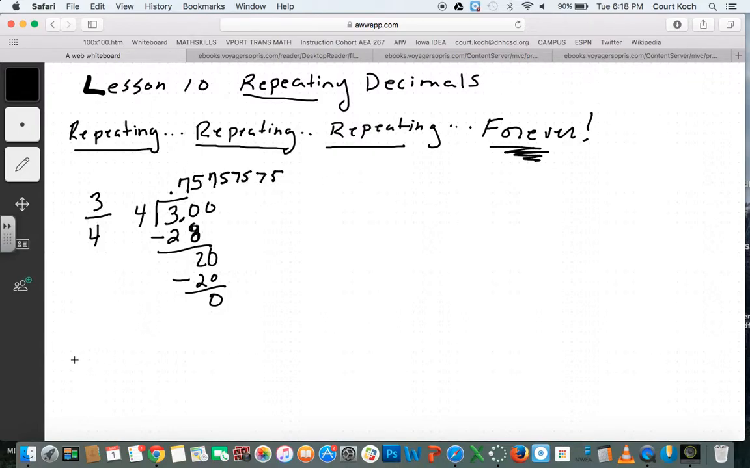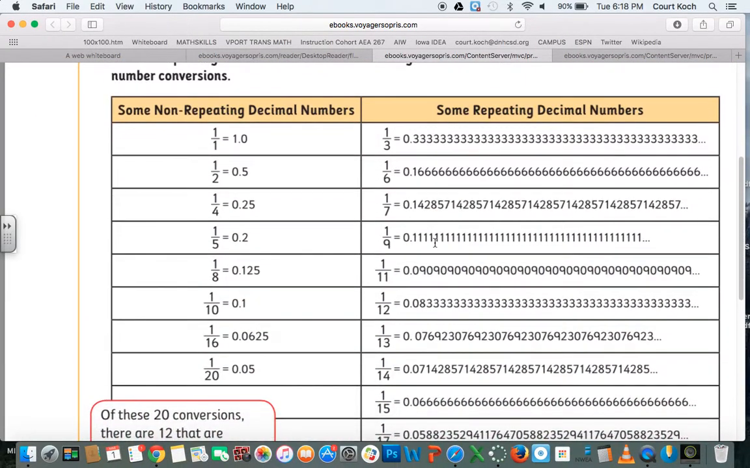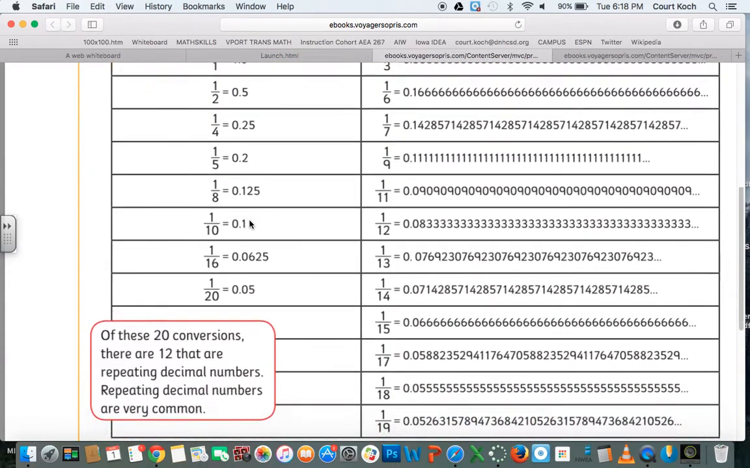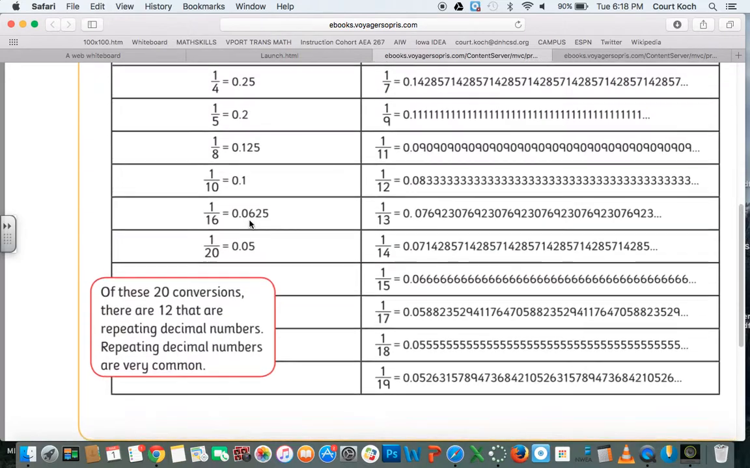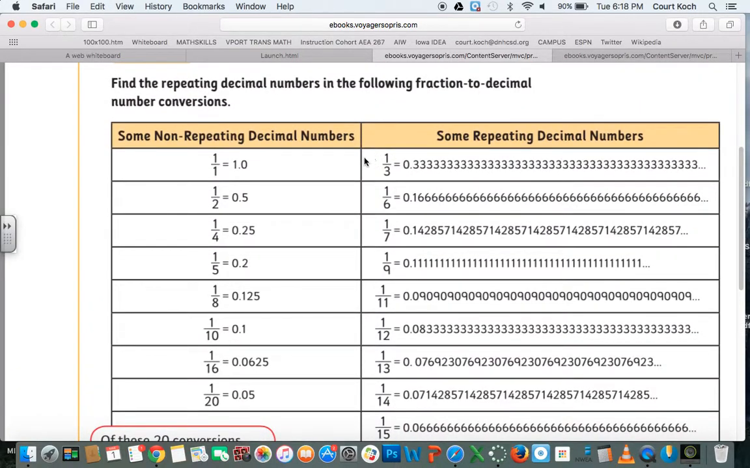Or we might take a look at decimals that are 0.3333, and they keep going on forever and ever. Our book does a nice job of showing us some examples. Here we can see that 1/1 is a nice ending decimal, 1.0, 1 whole. 1/2 is 0.5, 1/4 is 0.25. Everything on the left-hand side here is nice, neat, clean decimals. Even 1/16 is 0.0625.